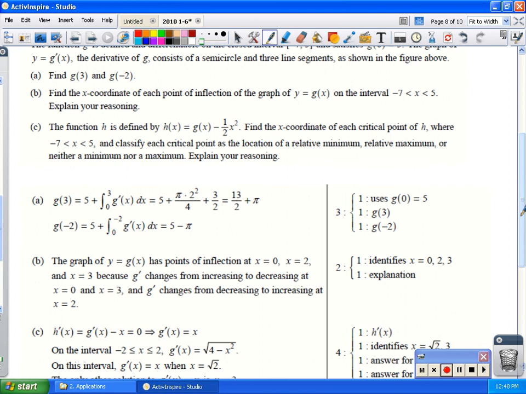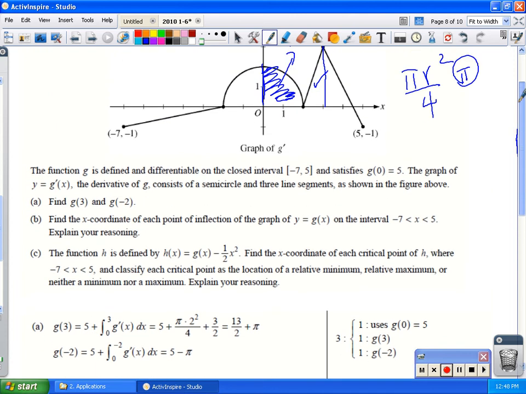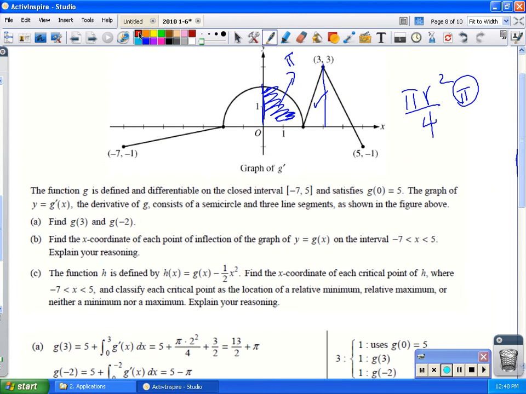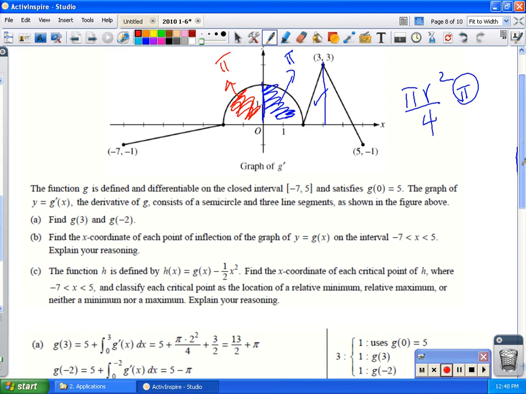And again, don't forget your initial condition, and then when you find g of negative 2, remember you are moving backwards from 0 to negative 2. So when you go from 0 to negative 2, I'm going to sneeze here in just a second. So 0 to negative 2, this region, excuse me, also has an area of pi, but because we're going backwards, we're going to negate that and make it negative pi.